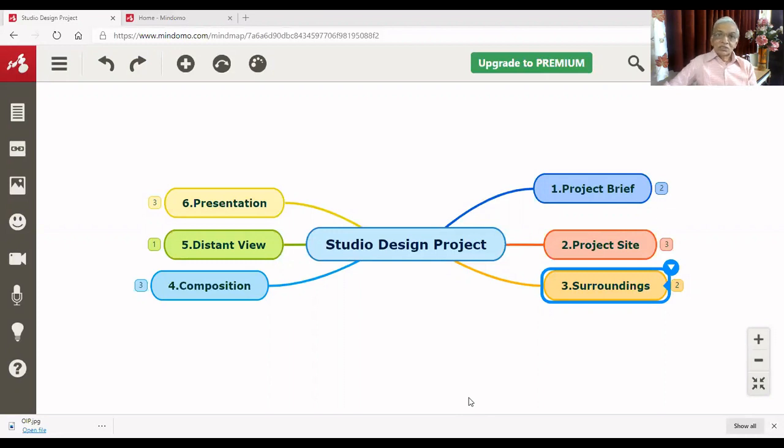Number 2 is the project site. Project site is critical. Sometimes an imaginary site is given, sometimes a site chosen from a Google map is given, whatever it is, or sometimes a realistic site is given. Now, you need to first understand the site and how the site can be drafted.